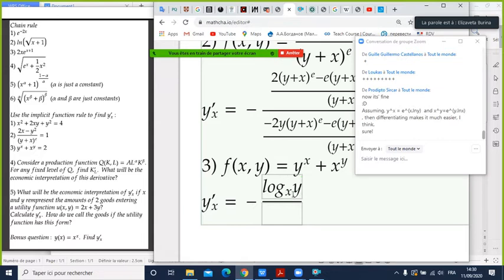So now when we're taking the derivative of this function with respect to x, we consider y as a constant. So for the first one, what we're getting is this, right? We're getting this log. Are we? No?